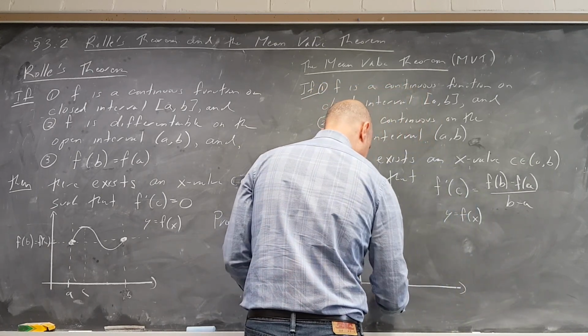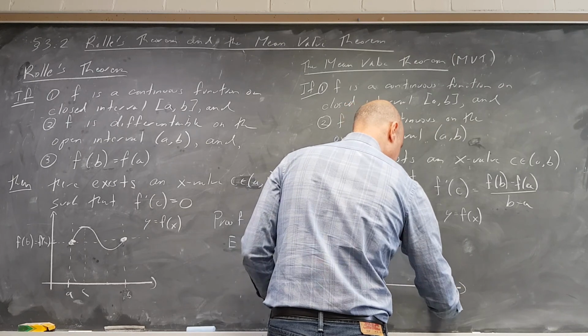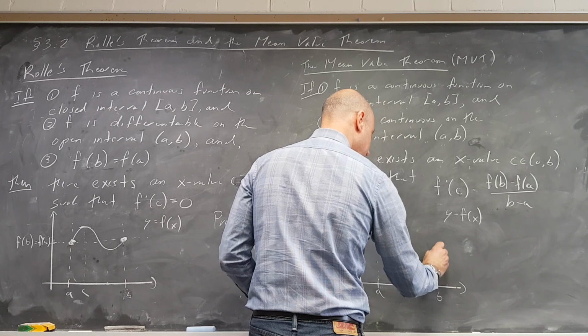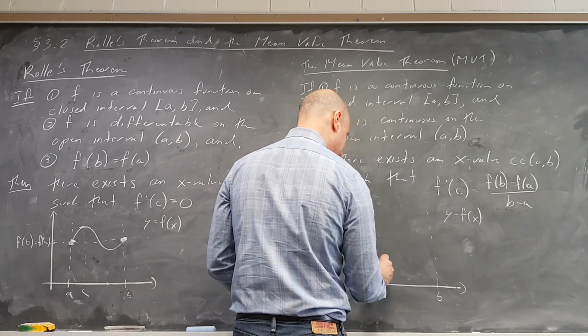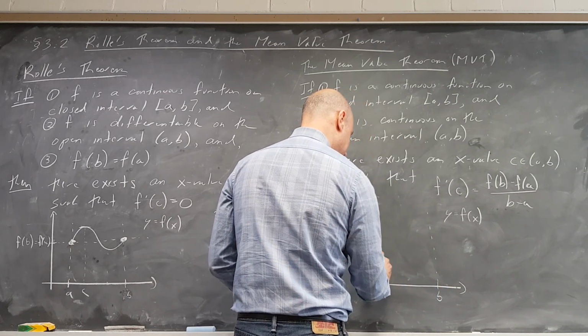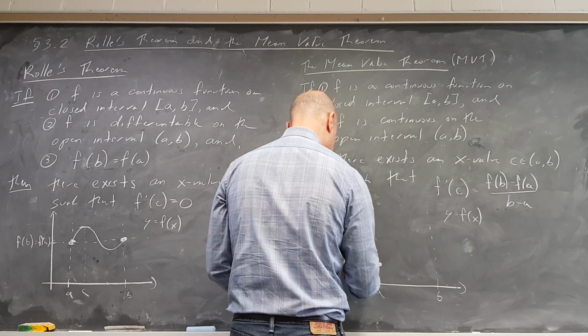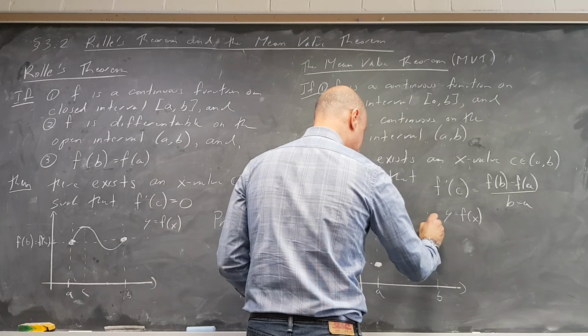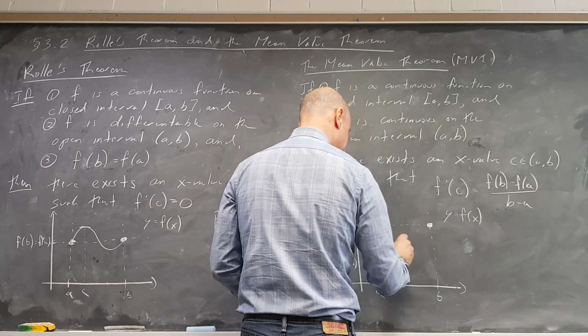So here we are at A, here we are at B, and these two points might not be at the same height. The value on the curve at these two points might not be at the same height. So let's put f of A right there, at that height. And let's put f of B at a different height. They could be at the same height, but probably not. So here's f of B.